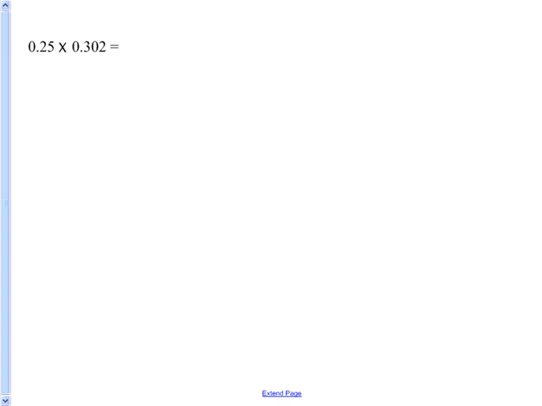So if I'm looking at a question such as this one, I think of 0.25 as 25 over 100, and I think of 0.302 as 302 over 1,000. But what that means is when I multiply 100 times 1,000, I'm going to get 100,000. Or there's going to be 5 zeros. So I'm going to have to move my decimal point 5 places because I'm dividing by 100,000. So when I do my multiplication, I don't worry about the decimal points when I do the original multiplication. I just do the original multiplication.